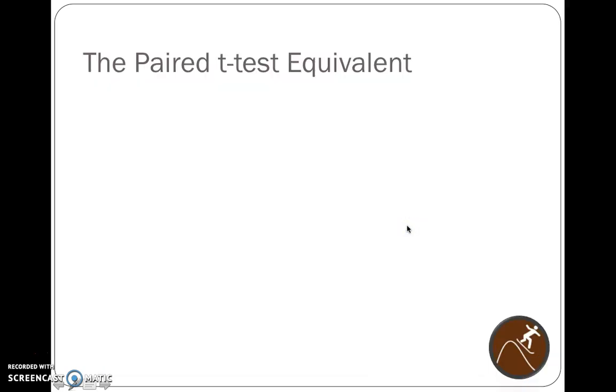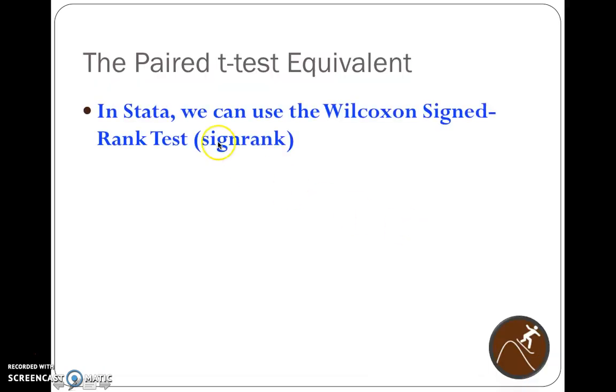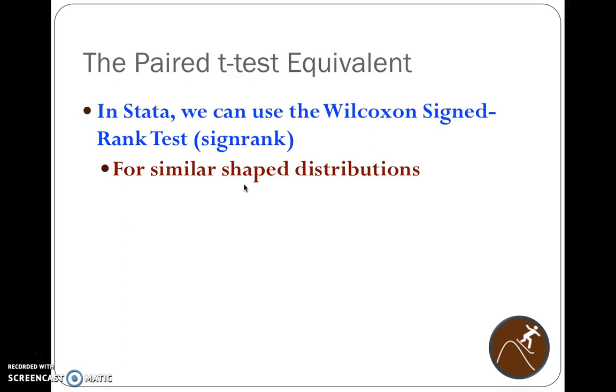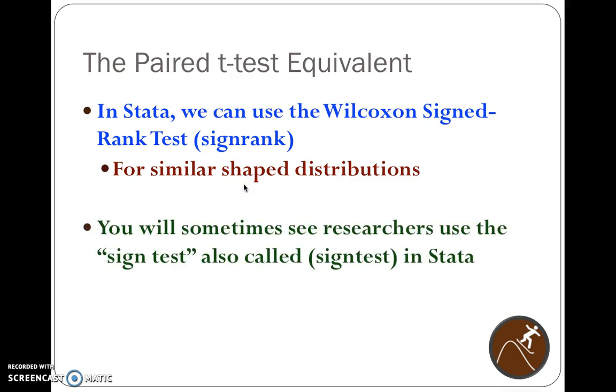All right, so this is the paired t-test equivalent. In Stata, we can use the Wilcoxon signed rank test, and it's got a short name of just signrank if you're entering it in as a command. It assumes a similar shape distribution, so that the histogram with the little curve in it, it assumes that the two things you're comparing have a similar shape with regards to the histogram.